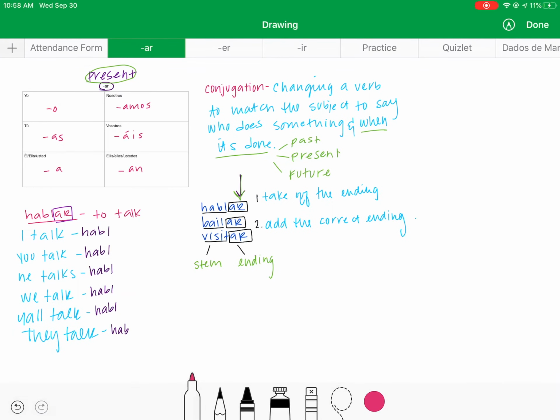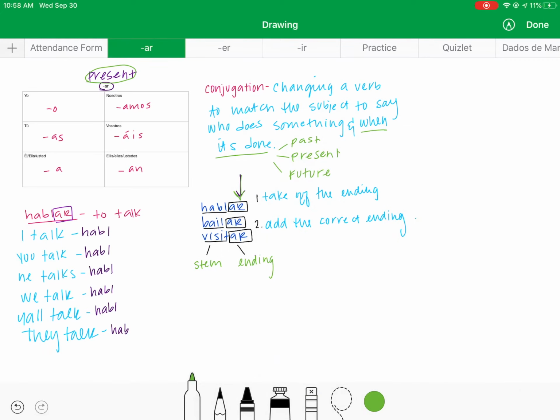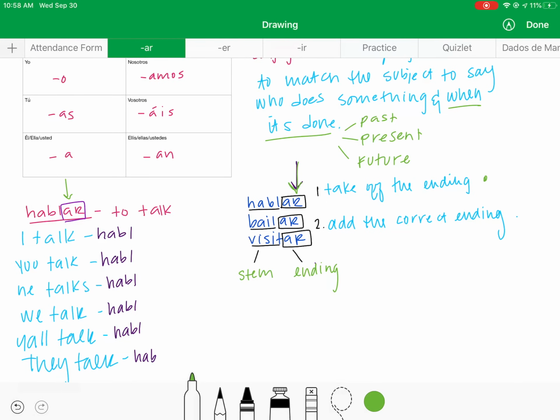Down here at the bottom, we want to conjugate the verb hablar, which means to talk. Remember our first step is to take off the ending. So we took off the AR, that's our ending, which leaves us with HABL. We know that we're talking in the present tense. Now we need to make it say who does the action. For example, we want to say I talk. So I take off the AR and then I add the right ending, which is O. Then you talk, which is AS. Go ahead and pause the video and finish out the next four.